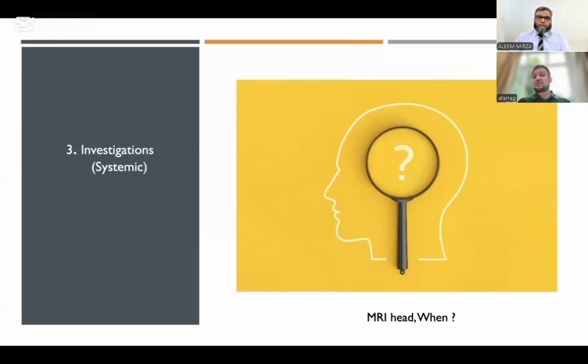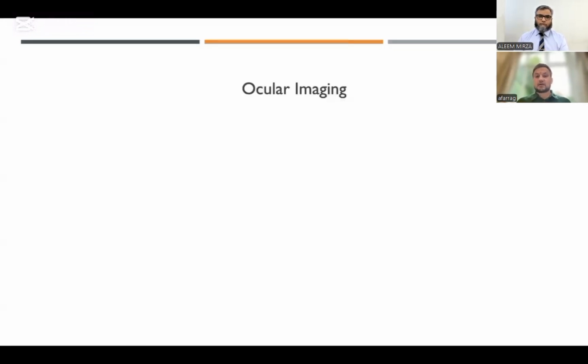I believe that MRI should be done only if there is suspicion of intraocular lymphoma, or any neurological symptoms which you found during history taking, or if there is any family history of MS. And the last thing: before starting anti-TNF, if the patient requires anti-TNF or biologics, then you have to request MRI. Ocular imaging, this is what I recommend.